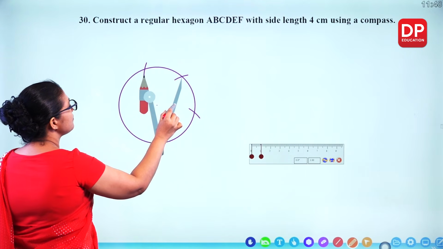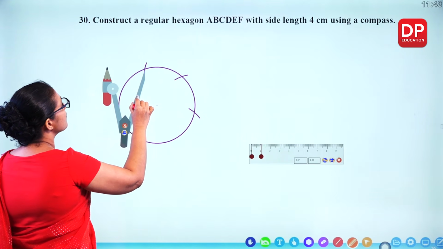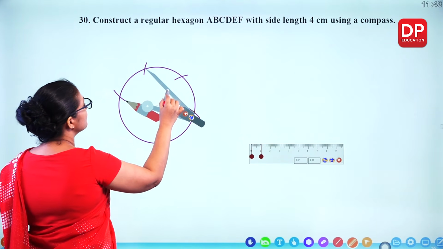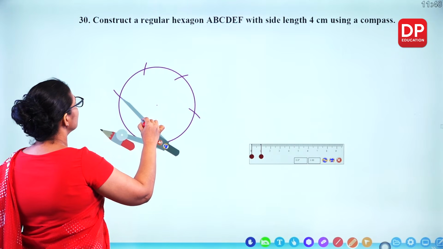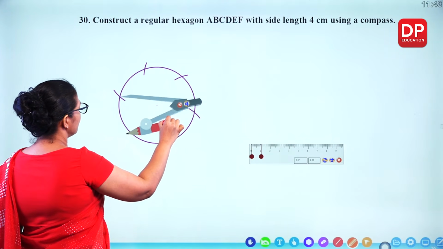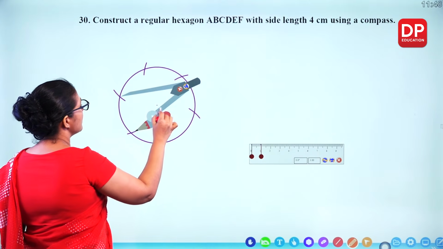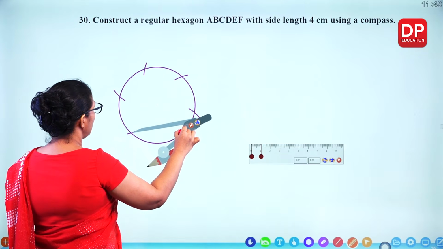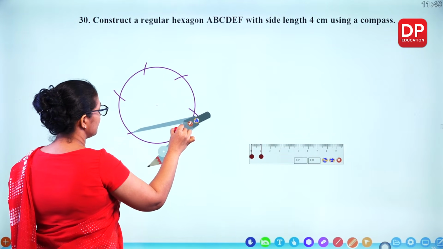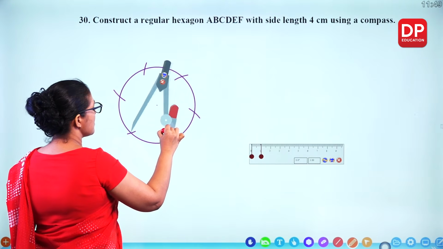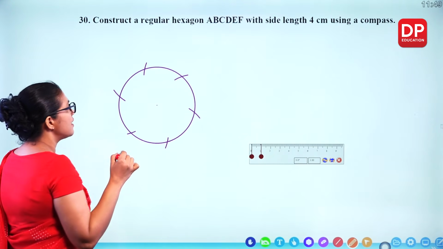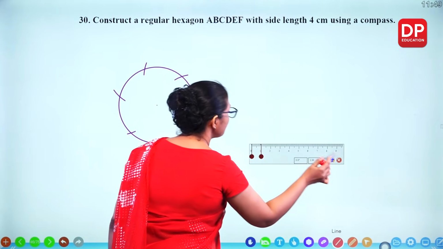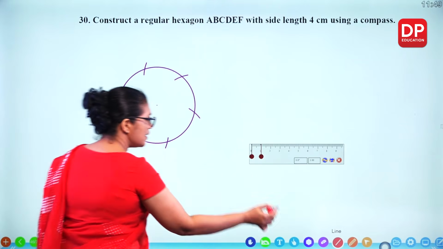3, 4, 5, 6 point. So you get 6 points. Now we need to connect. Take your ruler and connect all the points.